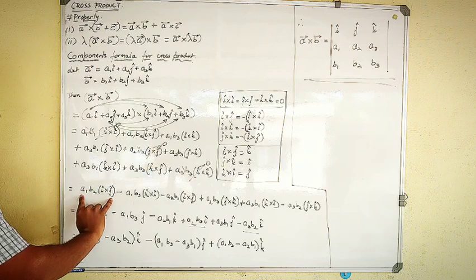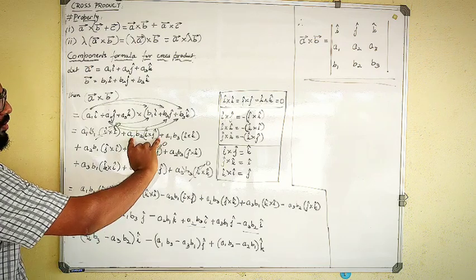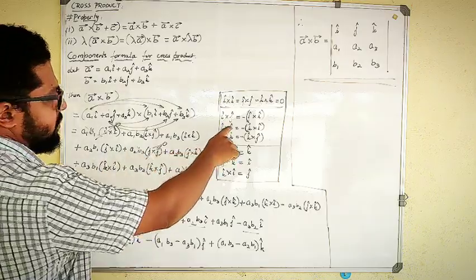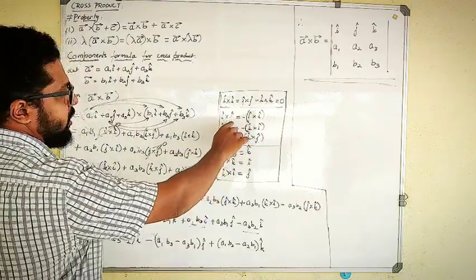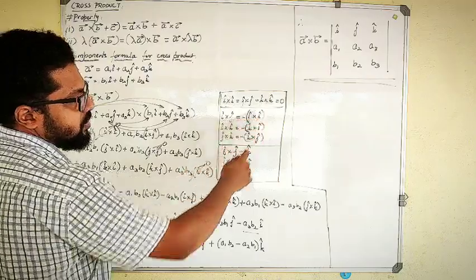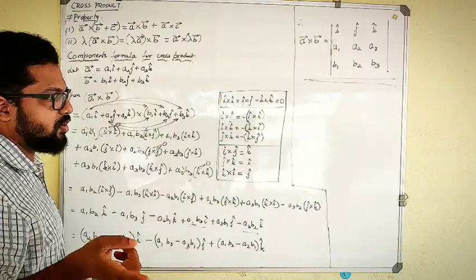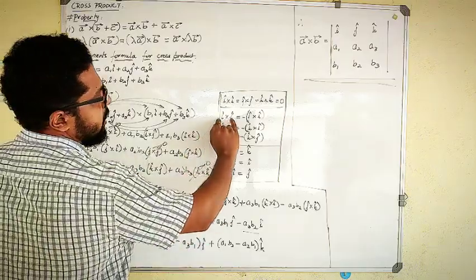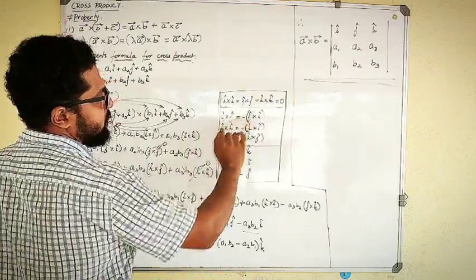I will write it here. A1 B2, I cross J. Then the next one, this one also I have written here. I cross J is nothing but minus of J cross I. The commutative law does not hold good with the cross product, but instead the negative of that holds good. I cross J is equal to minus of J cross I.